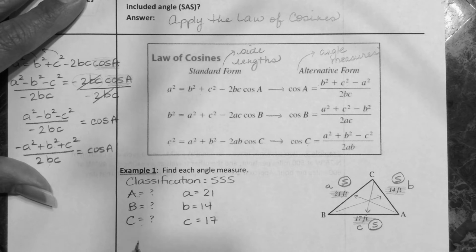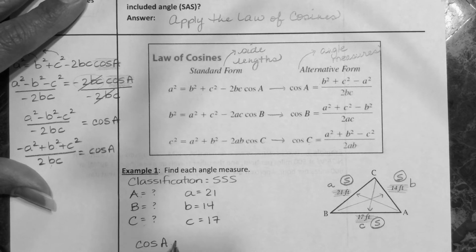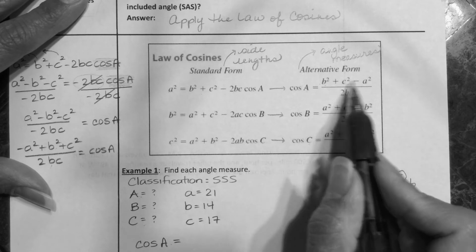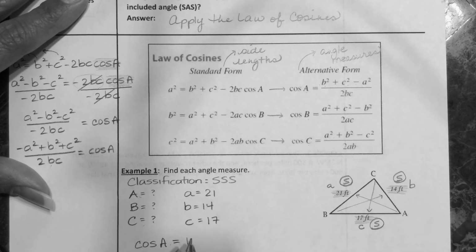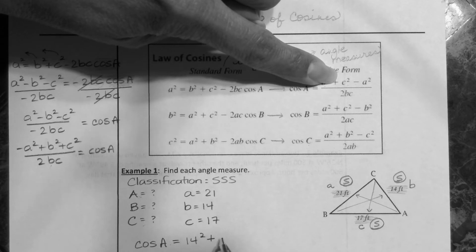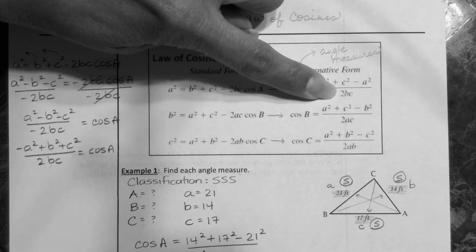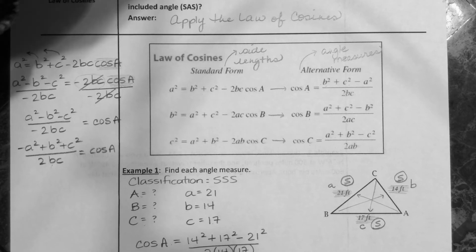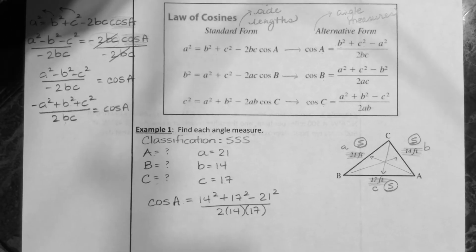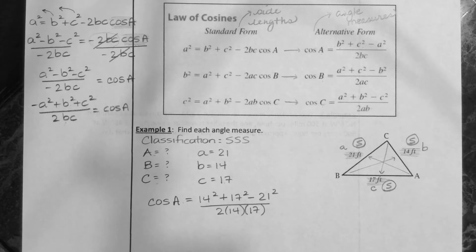The cosine of angle A equals b squared plus c squared minus a squared over 2bc, 2, b and the c. Okay, and you can't see what I'm writing, so sorry about that. Alright, so all I did was substitute what I know.